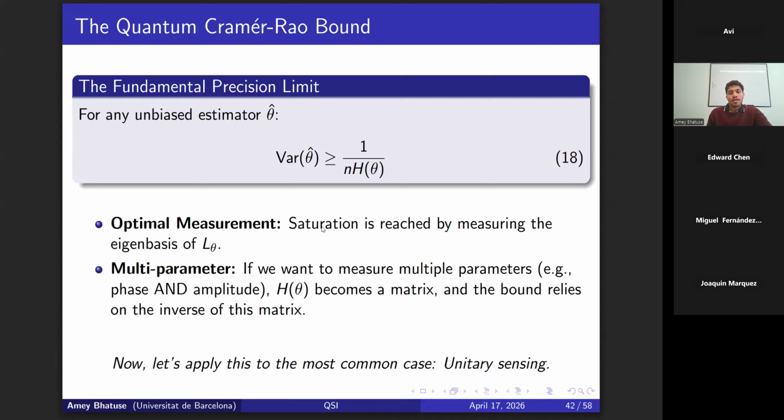So if you want to measure multiple parameters, then this becomes a matrix, and the bound relies on the inverse of this matrix, because it's in the denominator.